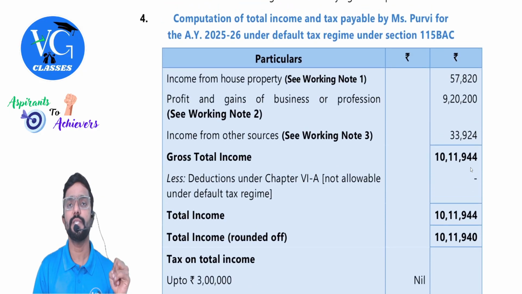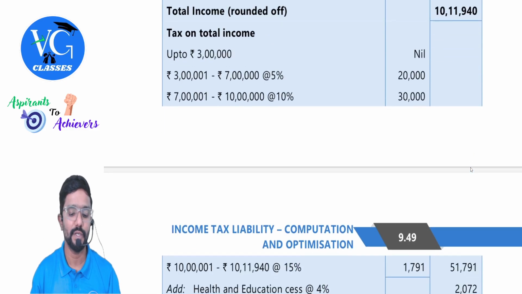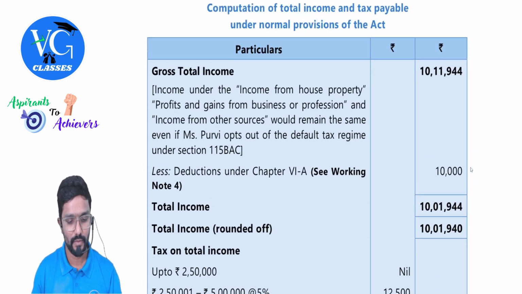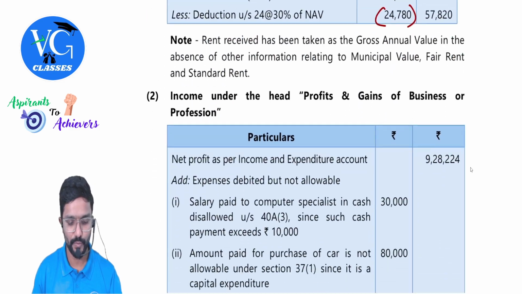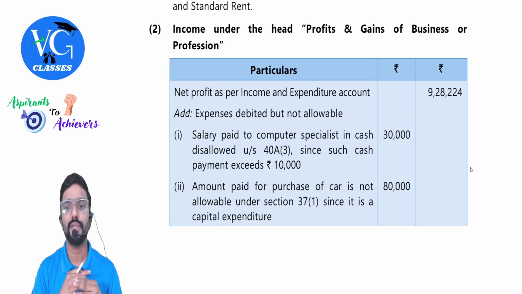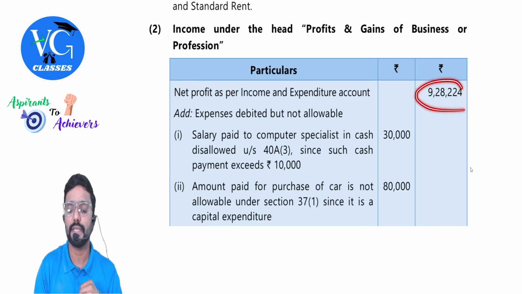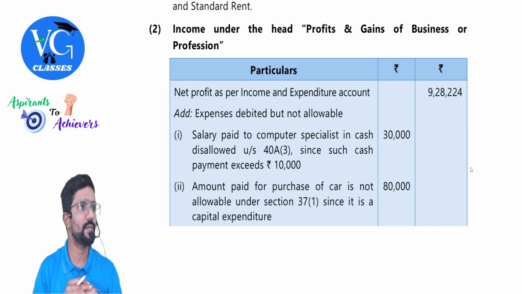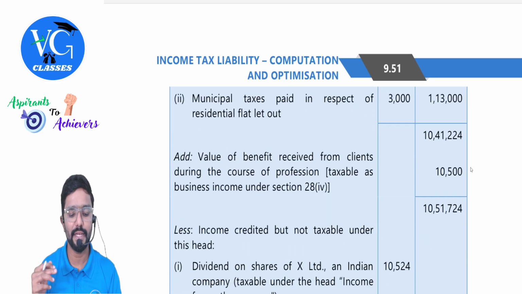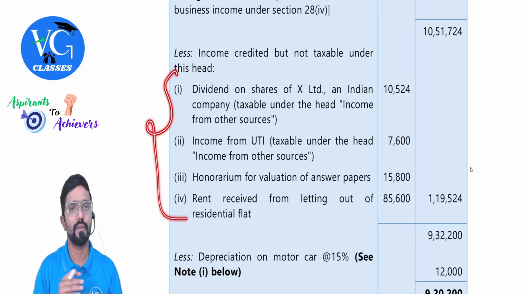Profits and gains of business or profession. They have done it by way of working note 2. Income under the heads profits and gains of business or profession. Net profit, we are taking it as a base. How much is it, sir? 9,28,224. First, you can remove whatever is covered as income but not taxable under the head PGBP. You can remove them first.